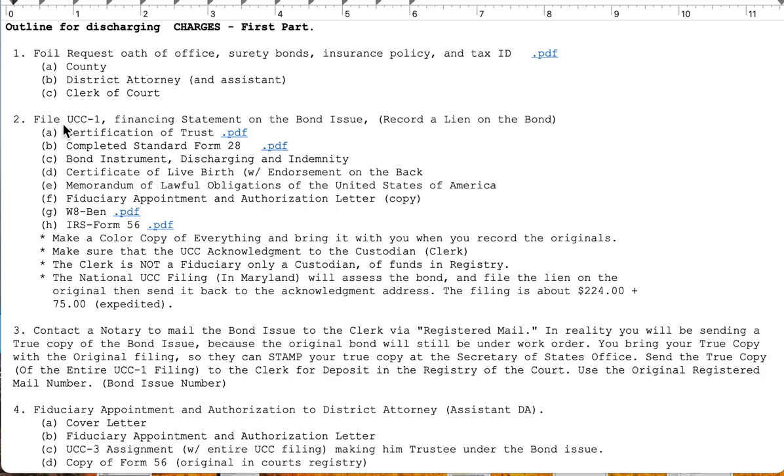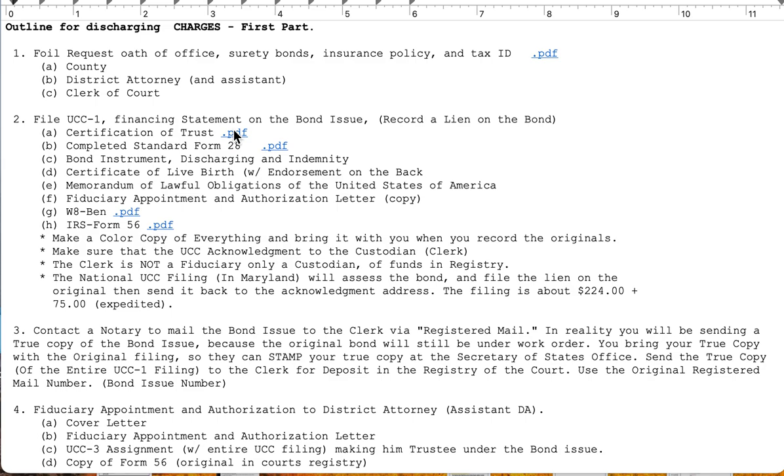So right now I'm at step 2 here, and we're going to go down all of the documents that are first executed. We didn't do anything yet, but just request bonds, oaths, insurance policies, and now that we got all that information, we're just preparing our presentment. So again, we just looked at a certification of trust. We have to have the certification of trust in there because when we give this bond issue to the clerk, right, we're going to be given a surety bond to discharge these charges.